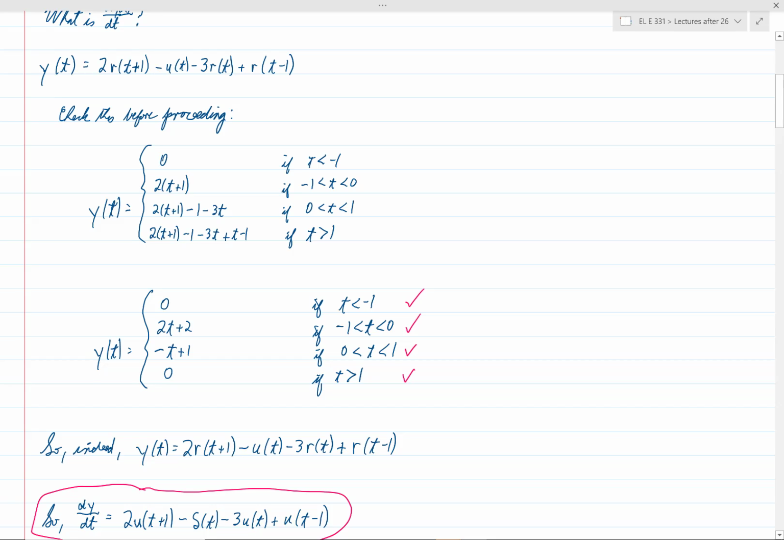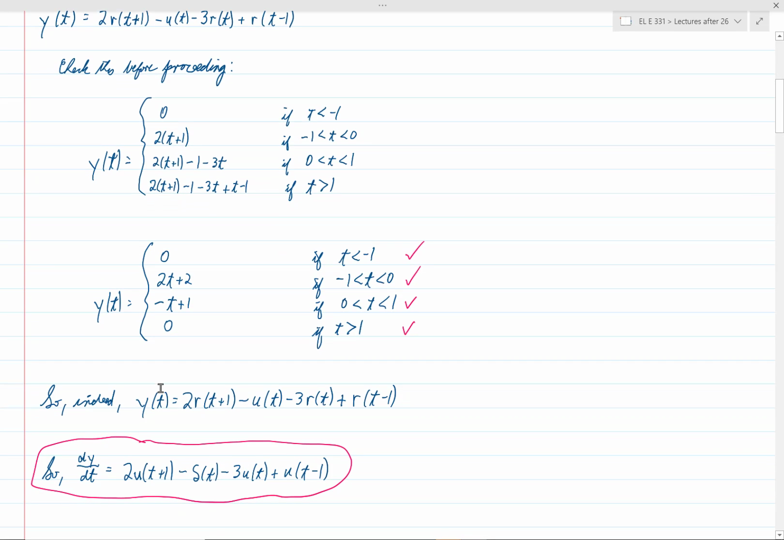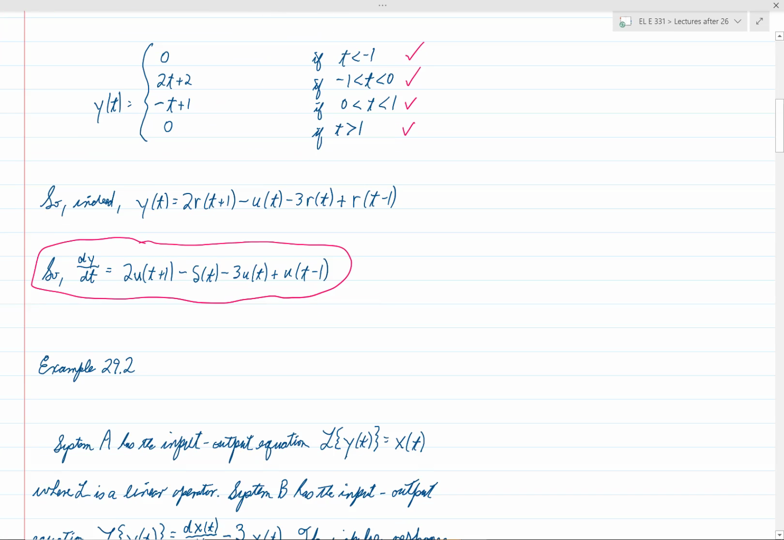And so now we'll just bring that same expression down here, and we're ready now to finally finish this problem. Remember, what we wanted to do was actually to find dy dt, and now it's a simple matter to take the derivative everywhere. So we get 2u of t plus 1 minus delta of t minus 3u of t plus u of t minus 1. And that's the way we do this first example.